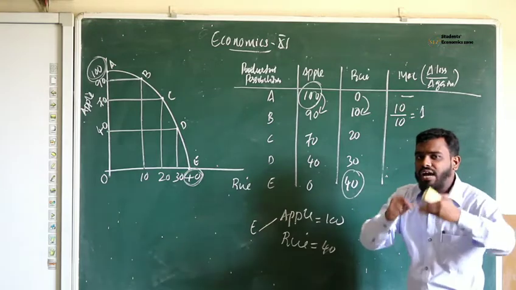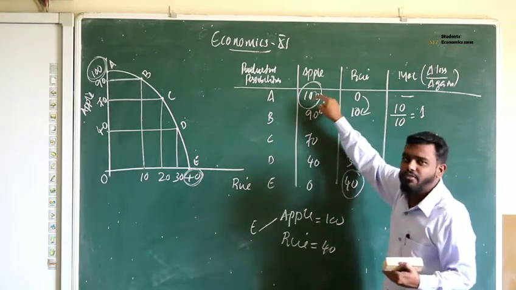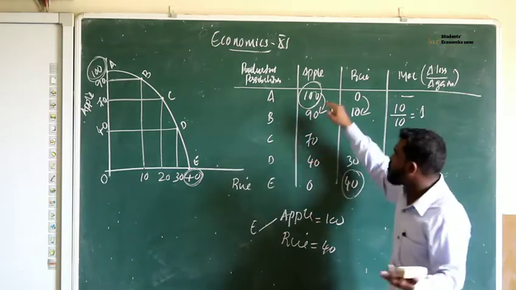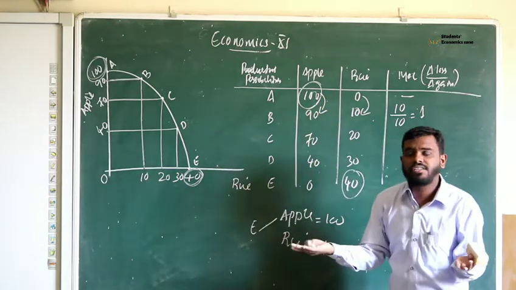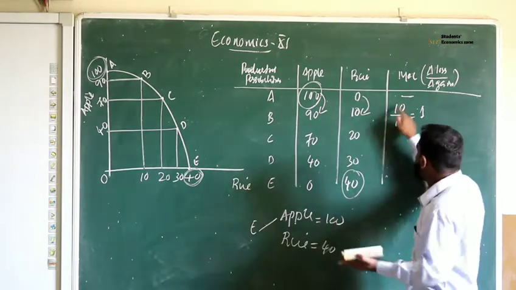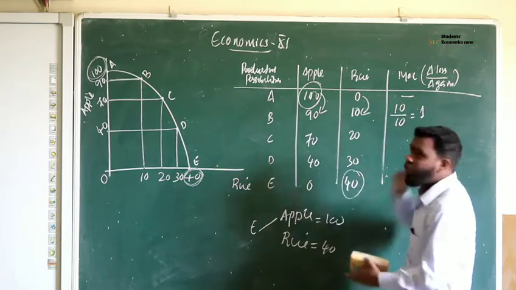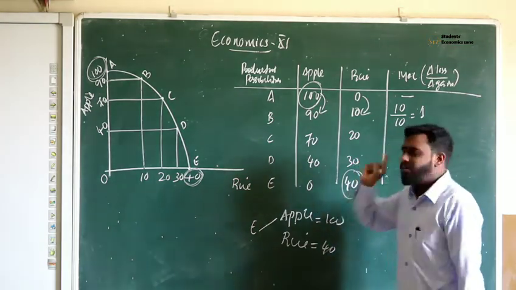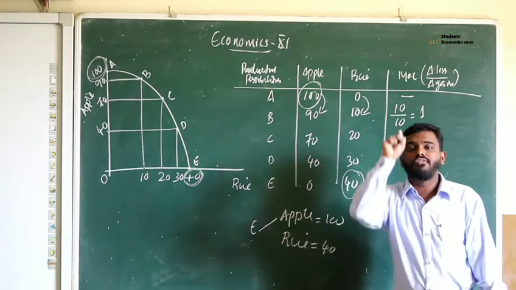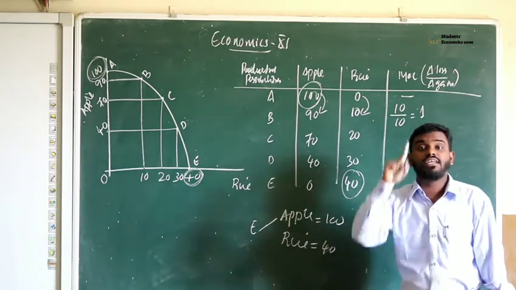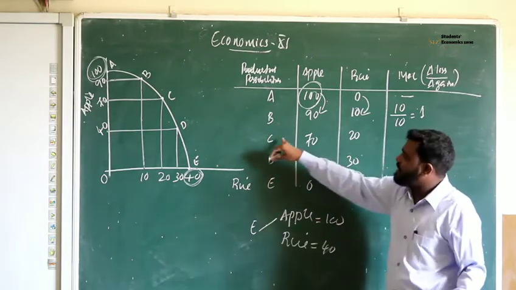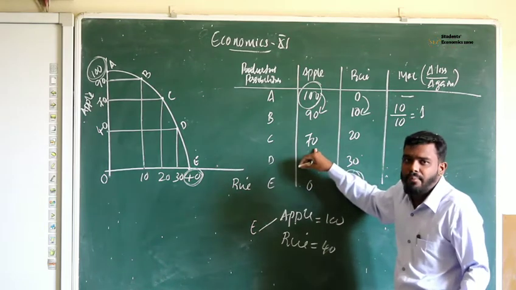Firstly, we need to calculate loss. Loss we can calculate from the sacrificed commodity. Which commodity are we sacrificing? Apple. So 100 became 90. What is the change? That is 10, and 0 became 10, that is also 10. So 10 divided by 10 is equal to 1. That means this shows that for producing 1 unit of rice, we sacrificed 1 unit of apple. Next case, at point C, the production of apple is 70.